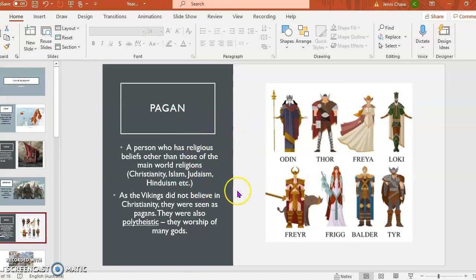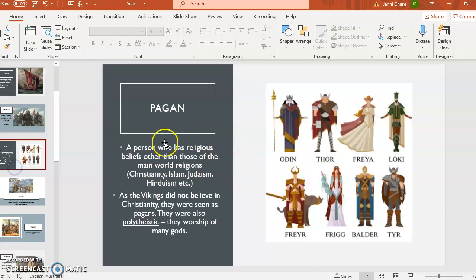Okay, pagan. This is an important word to understand. So a pagan is basically a person who has religious beliefs other than those of the main world religions like Christianity and Islam, Hinduism. The Vikings did not believe in Christianity; they were seen as pagans. They were also polytheistic, meaning that they worshipped many gods. Poly meaning many, theistic, sorry, gods. So if you wanted to compare that, Christianity is monotheistic because they believe in just one god.